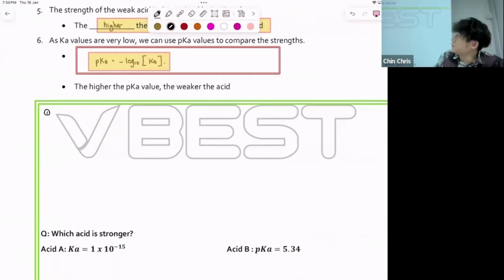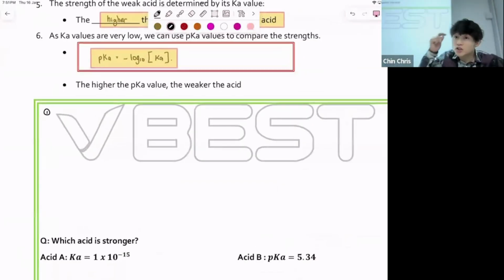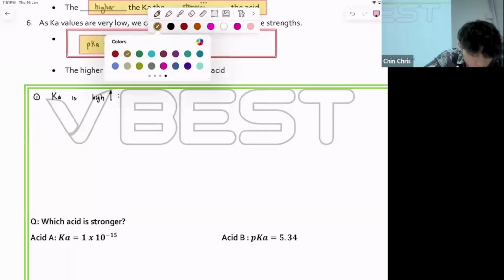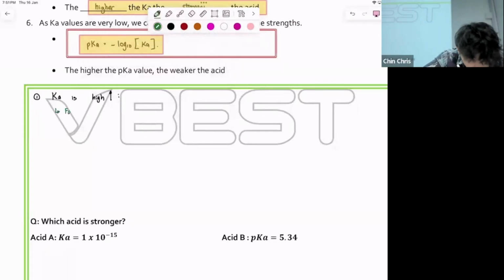Okay, let's look at the first knowledge that you guys need to know. After this lesson, if I give you a Ka value, you should be able to tell me whether the acid is strong or weak. Okay, guys, let's go. If the Ka is high, please tell me, what does it favor? It favors the forward reaction, right? Correct. Which means it would dissociate more, right?